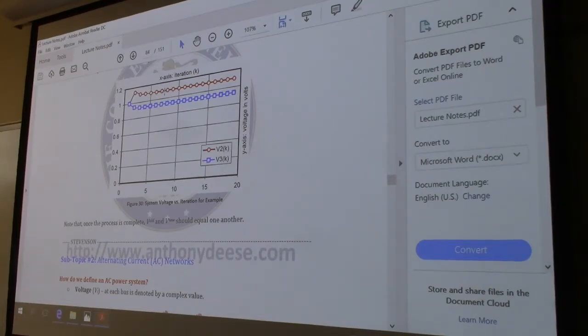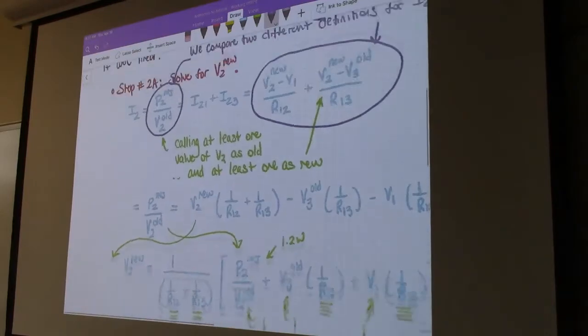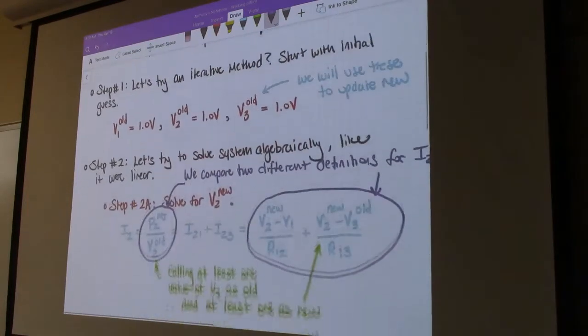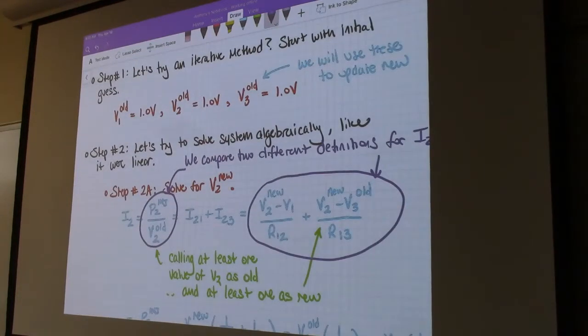Yes. The V1 that's still the old value, right? Well, V1 is known. If you look at the system, the way it's defined, it's 1, and that's similar to the role that the infinite bus is going to play. So we don't have to do any work for the infinite bus. In the beginning, we defined V2 old and V3 old as 1 volt because V1 was 1 volt.